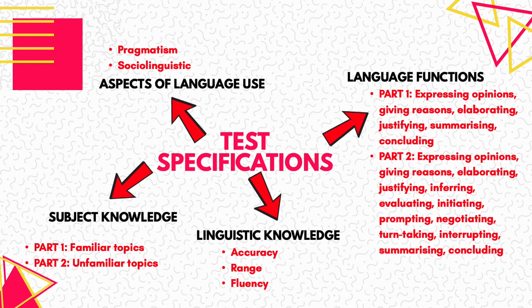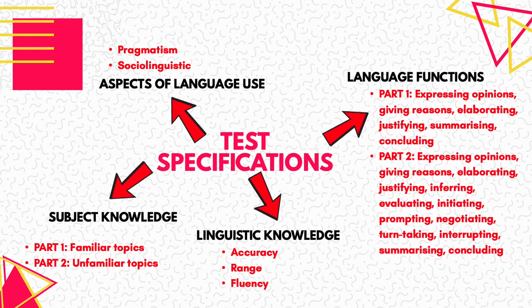The Muet speaking test assesses 2 main areas of knowledge. First, linguistic knowledge, which includes accuracy, range, fluency. Second, subject knowledge, which refers to how well you understand and discuss the topic given. The test also evaluates aspects of language use, including language functions, pragmatic competence, and social linguistic competence. This means examiners assess how appropriately and effectively you use language in different speaking situations.